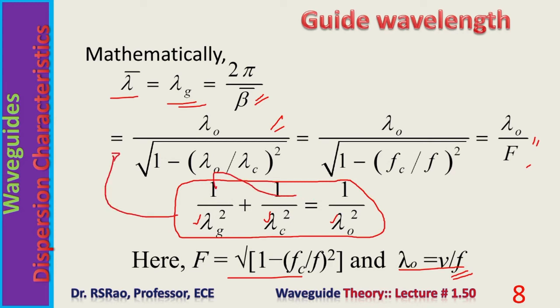Before moving further, I want you to notice what lambda naught is. Lambda g, you can understand, is already defined. It is the wavelength measured along the length of the guide.